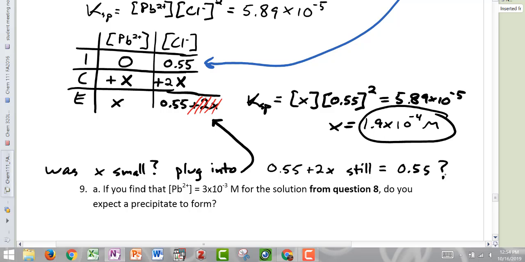That's right. So if x is not small, I just want you to state, yeah, x was not small. But yeah, if x is not small, that's the extent of what we're going to do with it.